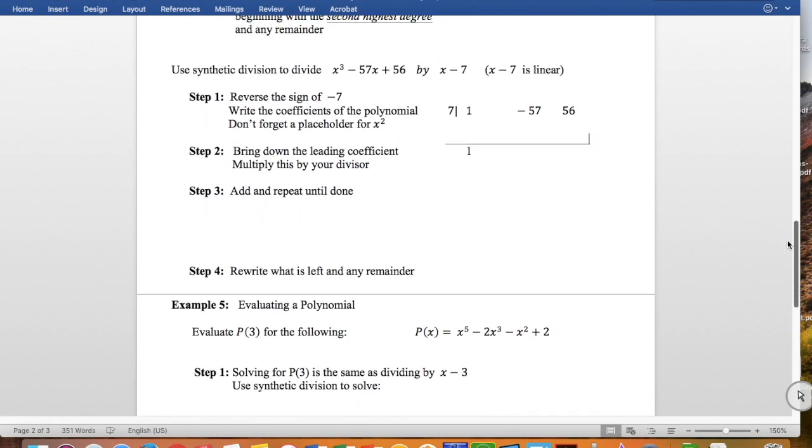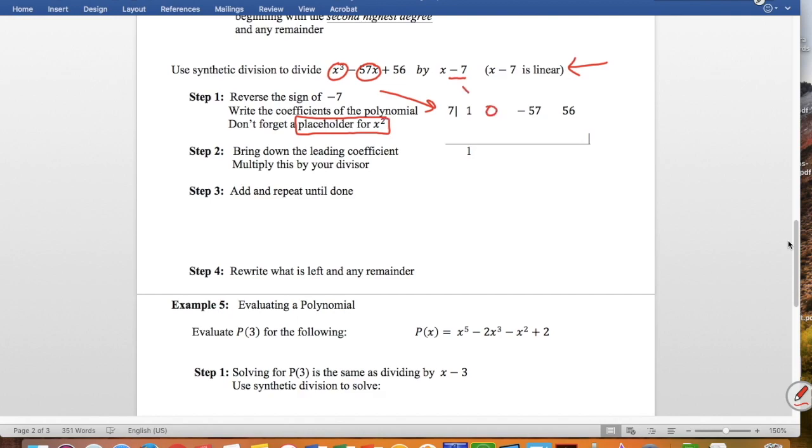Use synthetic division to divide x cubed minus 57x plus 56 by x minus 7. Again, x minus 7 is linear, so we can use synthetic division. So reverse the sign of negative 7. Notice I'm starting with a positive 7. I just changed the sign of what I see there. I'm writing out the coefficients of the polynomial. Notice I have x cubed, but then I go right to x. So I cannot forget a placeholder for x squared. So I have to put that 0 in there.